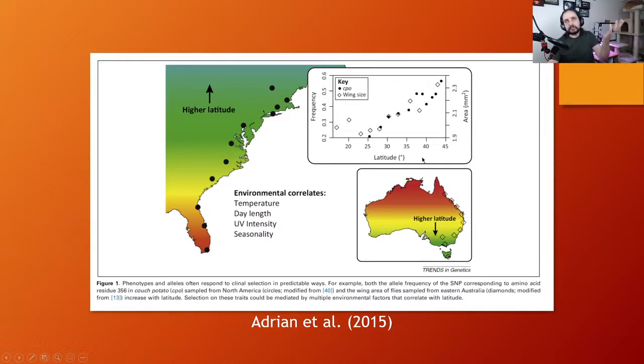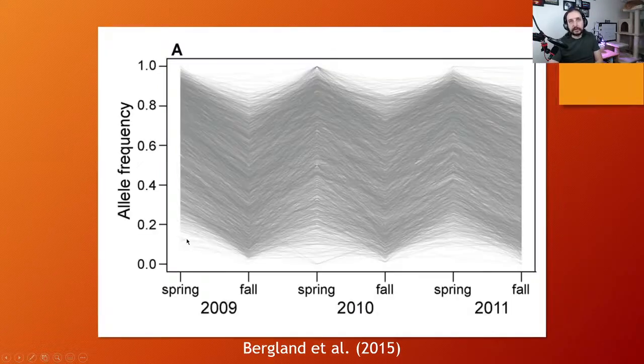It follows a pattern. So there are clinal changes in the trait values. So this is one thing we have to know.